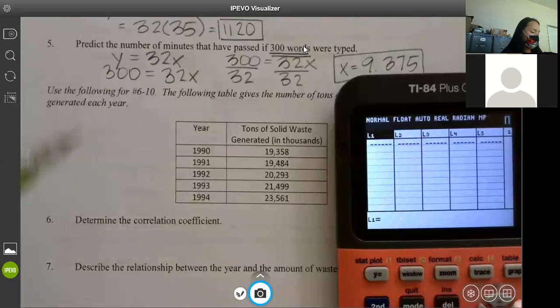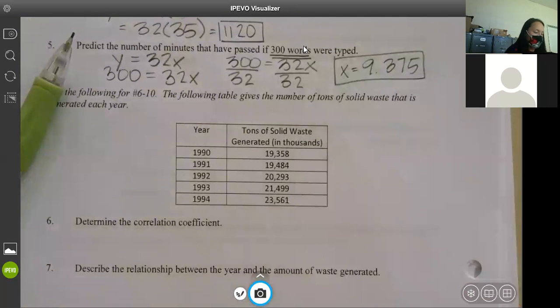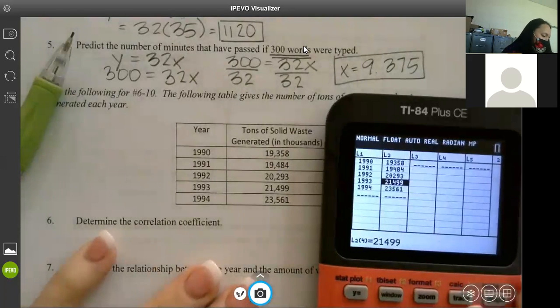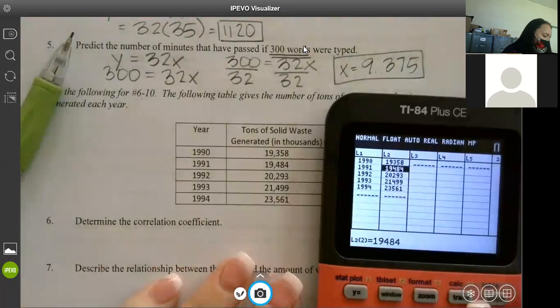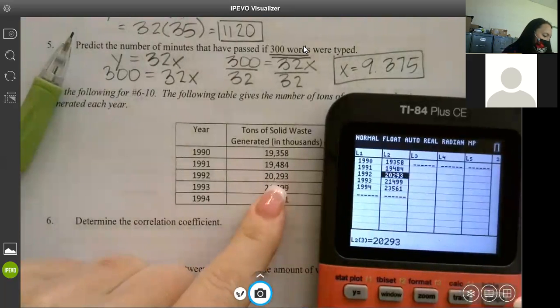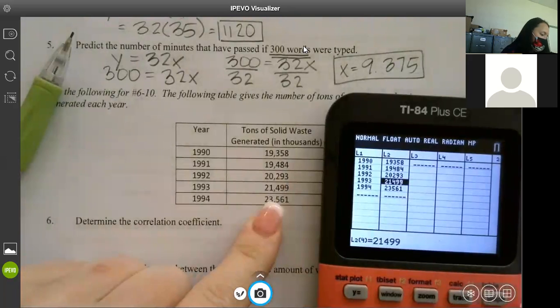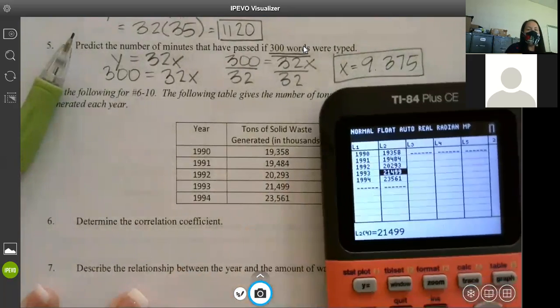Is everybody good? I'm going to put my new chart in, 1990, 1991. L2. And again, just make sure that you check once you finish that you put in the correct numbers. Sometimes I mess it up, so don't feel bad if you mess it up. And you only have to change that number. So 90, 91, 92, 93, 94, 19358, 19484, 2293, 21499, 23561.